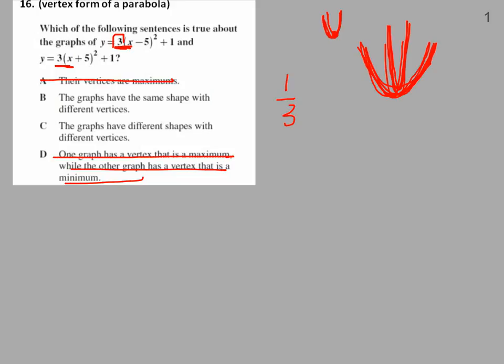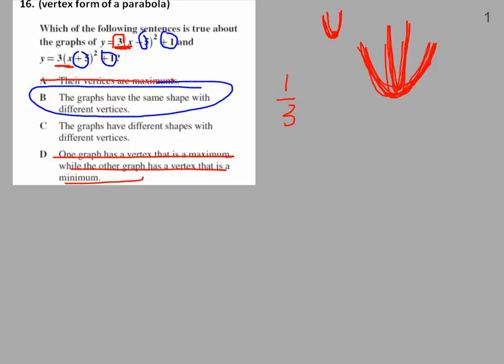The only thing that's different is these numbers. And these numbers, when they're just being added or subtracted, just tell you the vertex locations. So we can just say they have the same shape with a different vertex. But let's check this on our graphing calculator. I'm going to type each of those equations into my little graphing calculator.